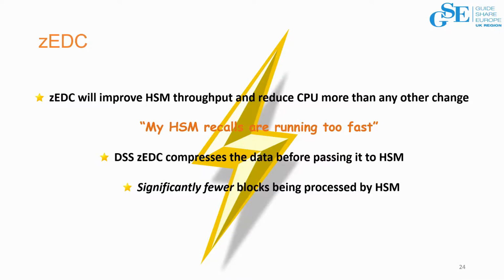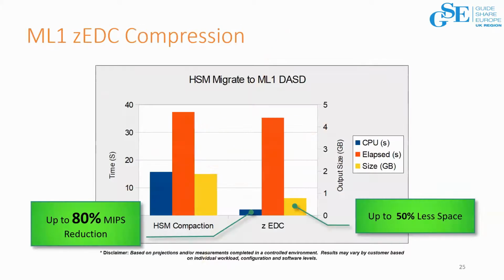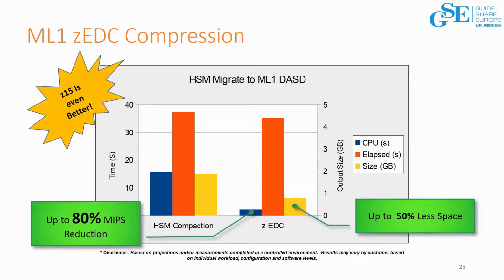This next slide shows the comparison of traditional HSM compression and zEDC compression when migrating to ML1 DASD. On the left, you see that for HSM compaction, there's the CPU in blue, elapsed time in red, and the space utilized in yellow. And on the right, you see these values when using zEDC compression instead of HSM compression. So with zEDC, up to 80% MIPS reduction was experienced, and up to 50% less space was used. That's obviously a huge difference. And with the z15, the compression is even better.